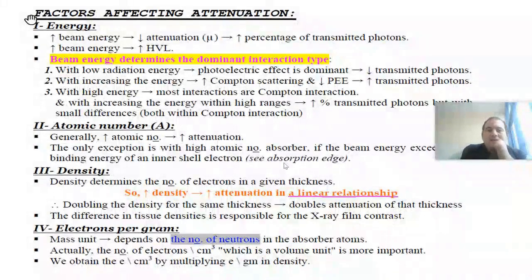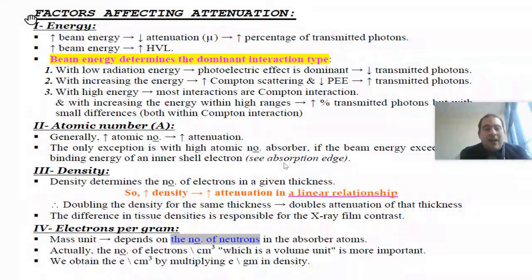These are the factors that can affect attenuation. If the beam energy increases, the ability of the material to attenuate is reduced, and the percentage of transmitted photons will increase. If the beam energy increases, you will also need a higher half-value layer to reduce the intensity of radiation. If the intensity has increased, then you need a higher value to reduce it.